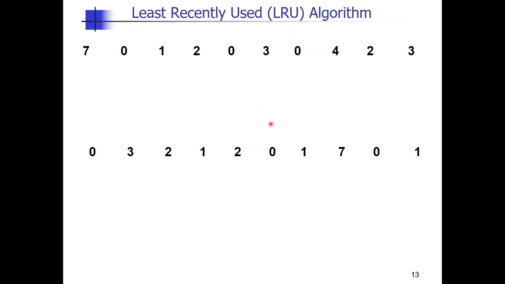We definitely cannot do as well as optimal, which was 9 page faults, and hopefully we cannot do as badly as FIFO, which resulted in 15 page faults. So let's see how we do with this one.